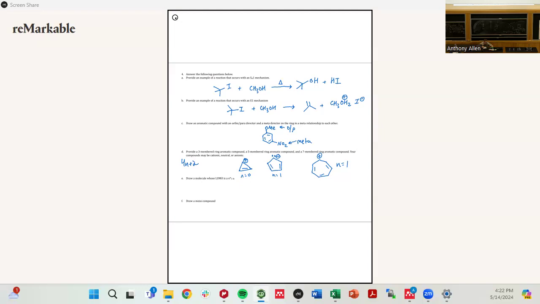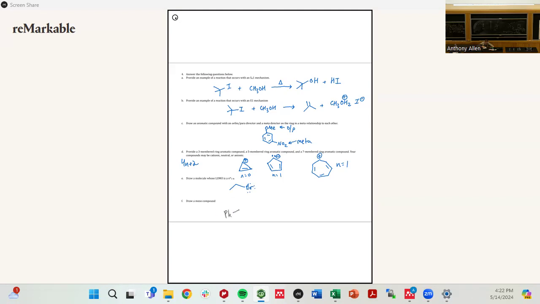Draw a molecule whose LUMO is sigma star C-Br. How about that one? Alkyl bromide.